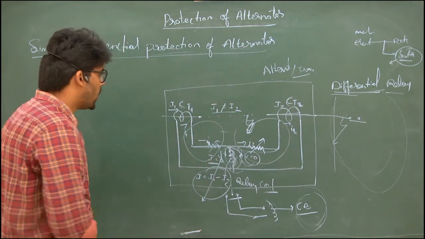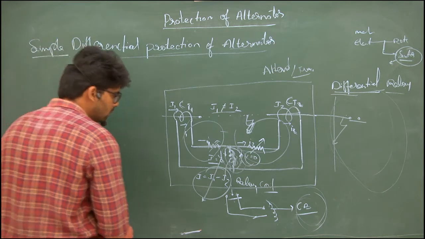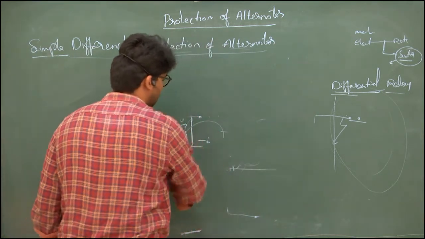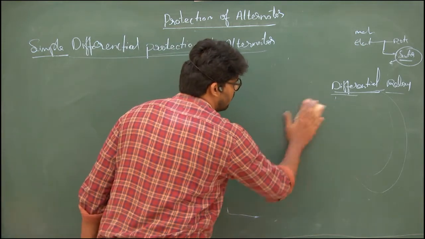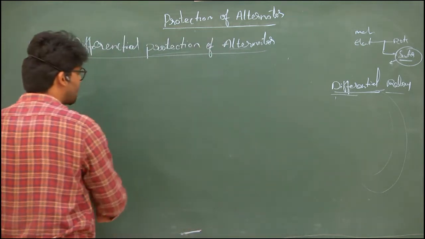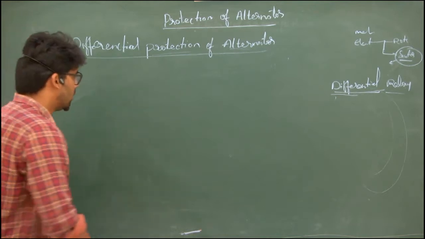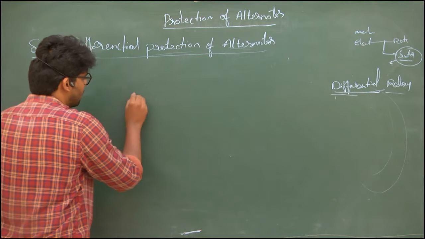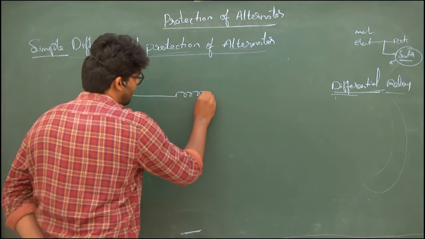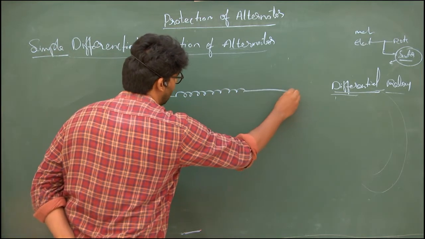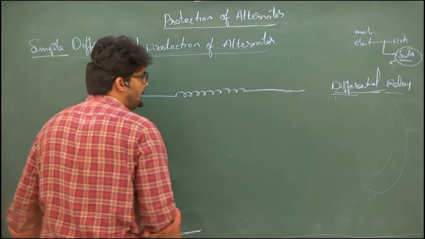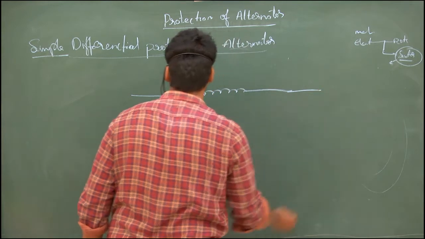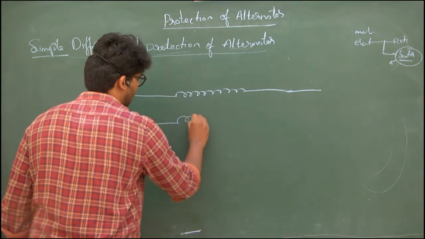In the stator, what you have is mainly a star connection of phases. So I am taking the stator phases to explain the differential protection like this. Let us take the coils here. This is the R phase coil, and this is R, Y, B.